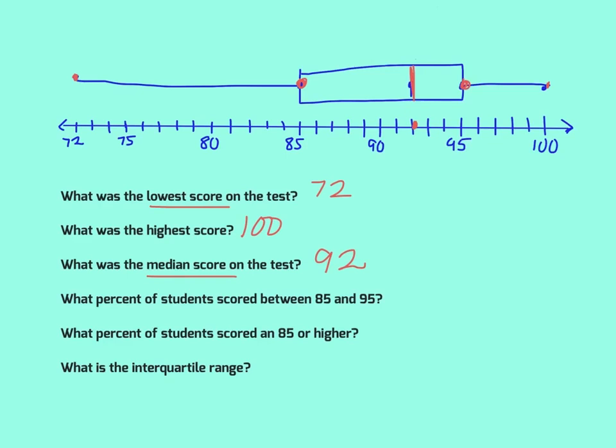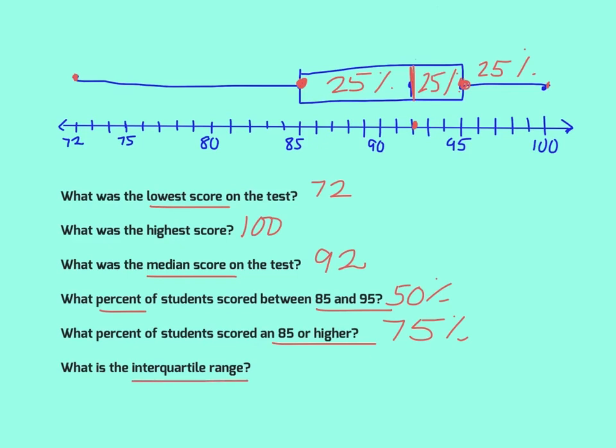What percent of students scored between 85 and 95? So here's 85 and 95, and remember, everything in the box is the middle 50%. So we would say 50% are between 85 and 95. So if we wanted to know what percent of students were 85 or above, we would take that 50% plus the upper 25%. So 75% of the students were above an 85.